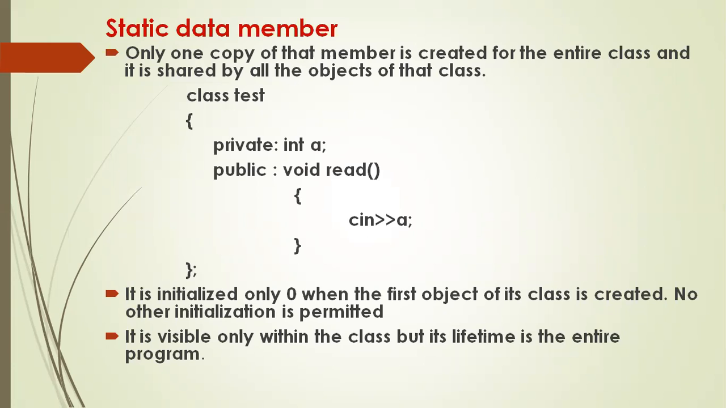One characteristic of a static data member is that it is initialized only once with an initial value of 0. Generally, when the first object is created, it is initialized to 0. After that, no further initialization takes place, and it is visible only within the class, but its lifetime is the entire program. Even though it is visible within the class, it is active throughout the program.